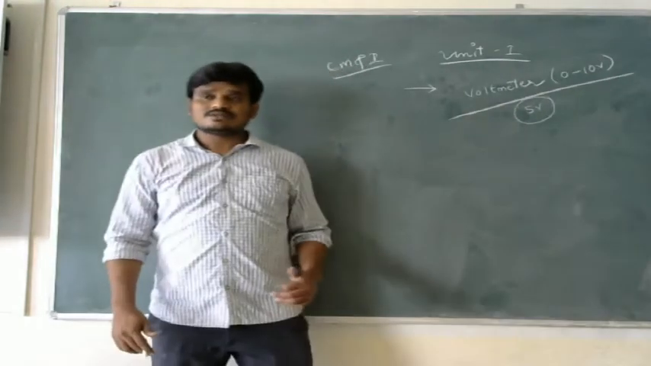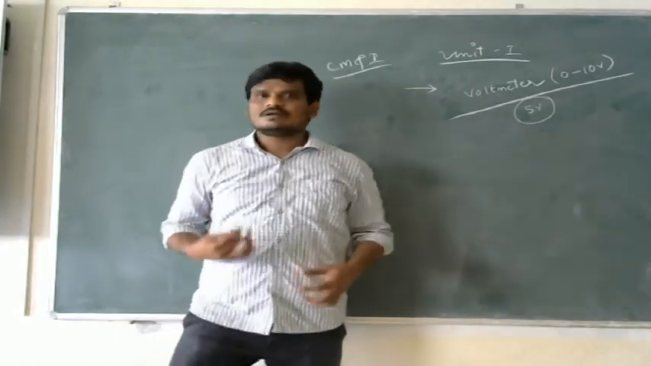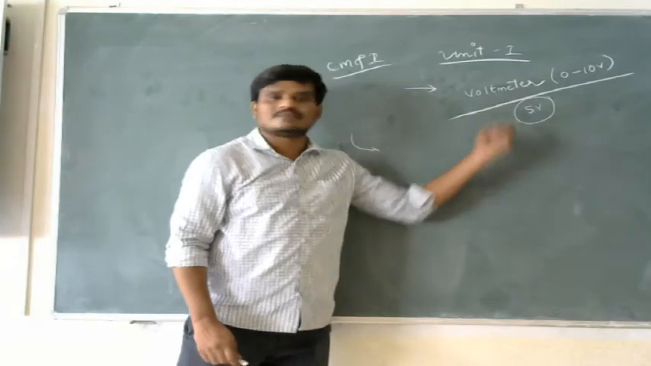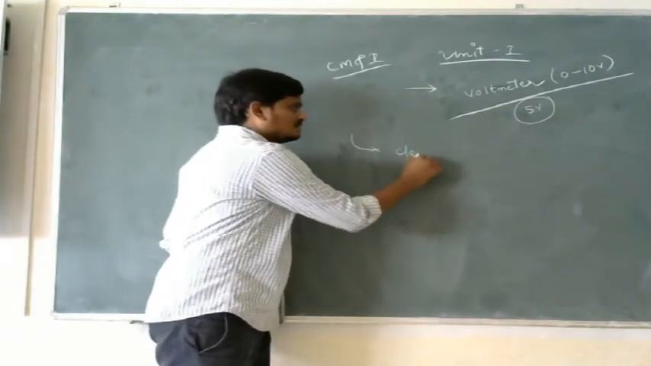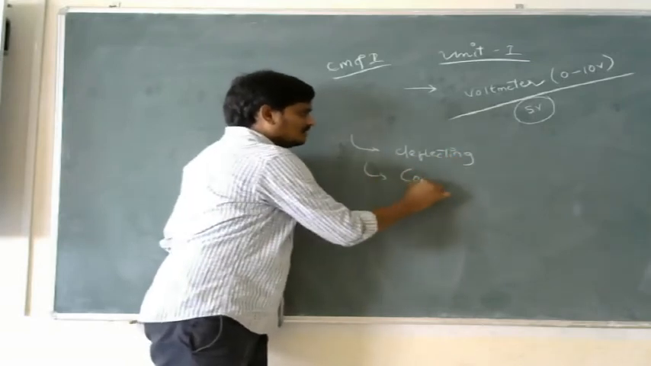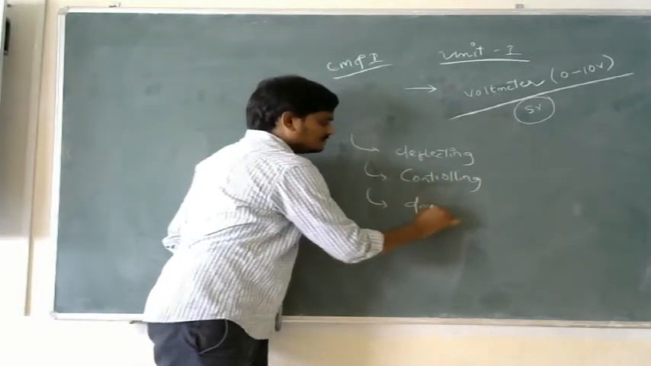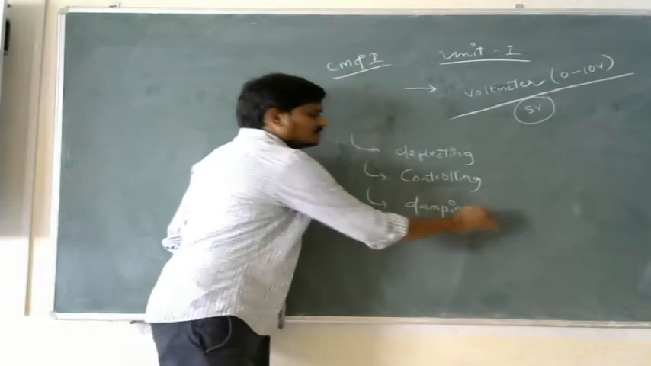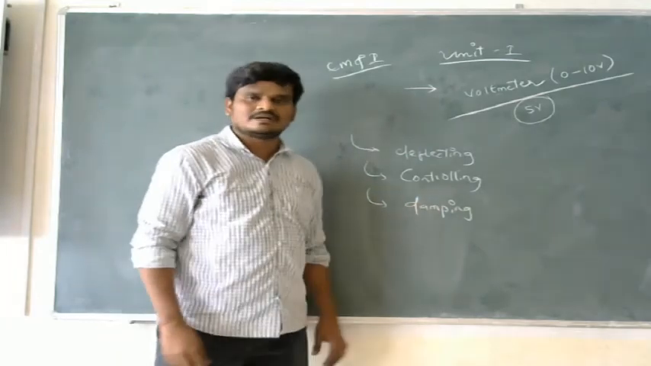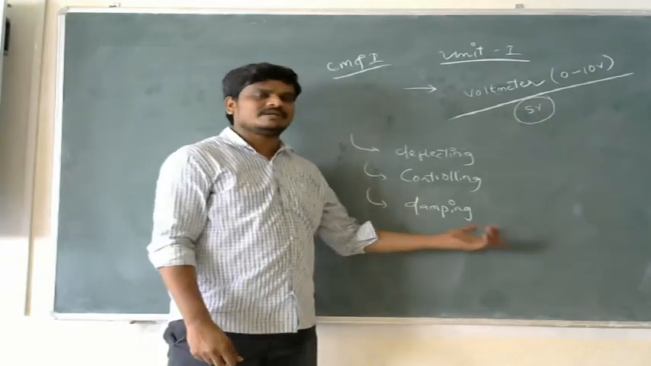Now, how the different types of forces act upon this voltmeter to give the reading of 5 volts is my topic. There are 3 types of forces acting upon every instrument to measure a particular value. The first force is the deflecting force, the second is the controlling force, and the third is the damping force. By using these 3 forces on a particular instrument, I take a reading, whether in terms of current, voltage or power.